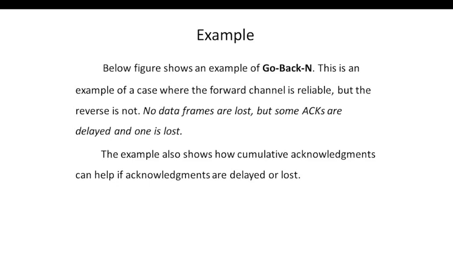Here is an example figure of Go-Back-N. This is an example of a case where the forward channel is reliable but the reverse is not. No data frames are lost, but some acknowledgements are delayed and one is lost. The example also shows how cumulative acknowledgements can help if acknowledgements are delayed or lost.